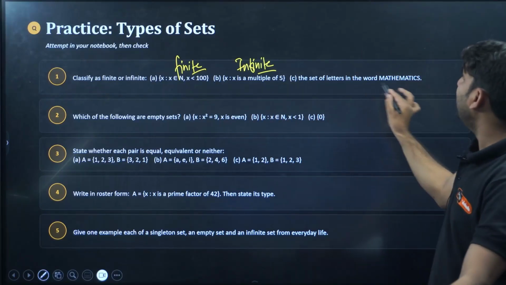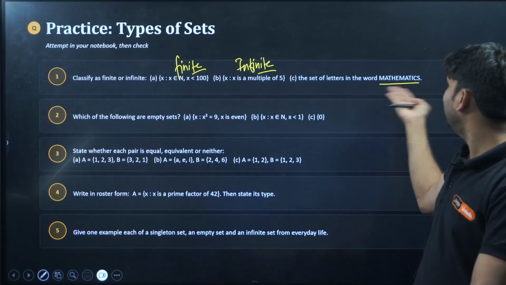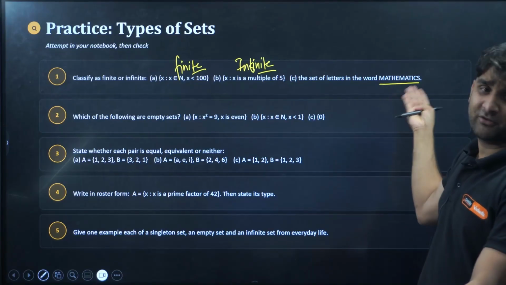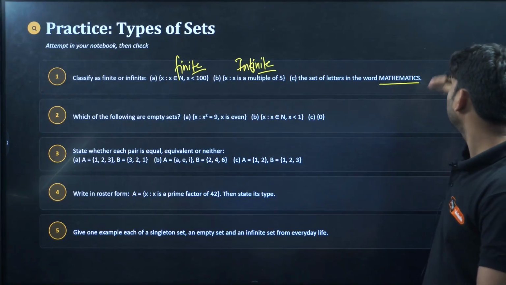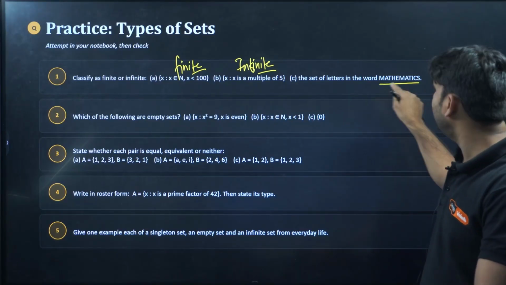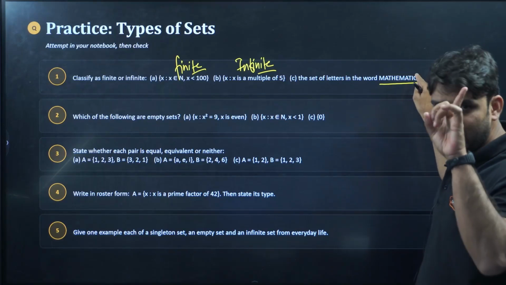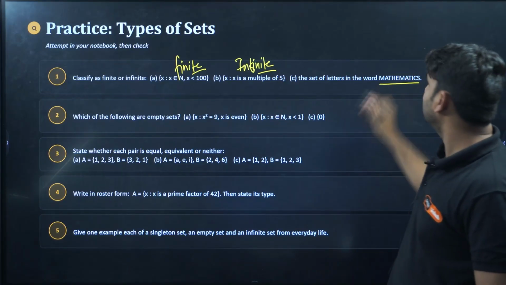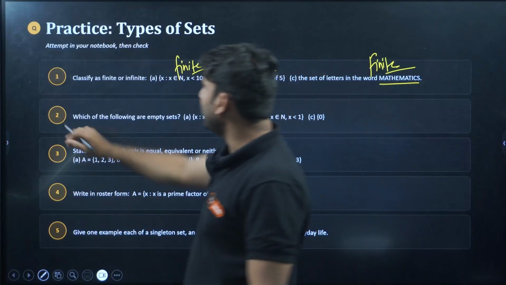The set of letters in the word mathematics. This is finite. There are a limited number of letters. We can write M is there, A is there, T is there, H is there, E is there. And we can't repeat the letters. If M is repeating twice, we have to write it a single time. If T is repeating twice, we have to write it a single time. So this is of course finite. I hope this is clear to all the students. Okay, first question done.